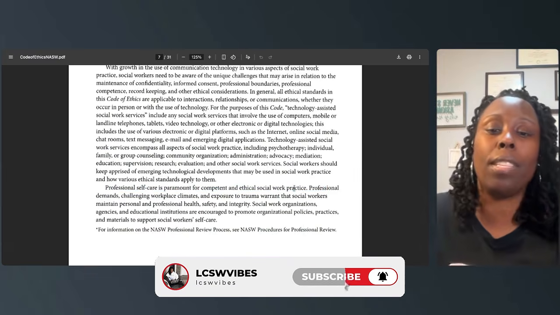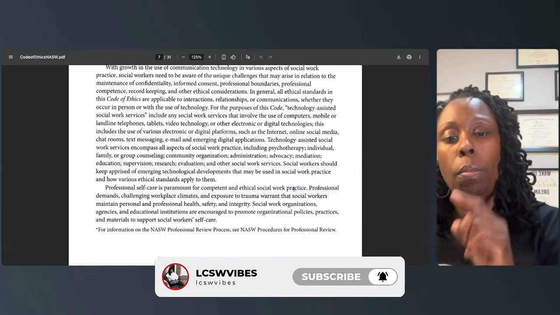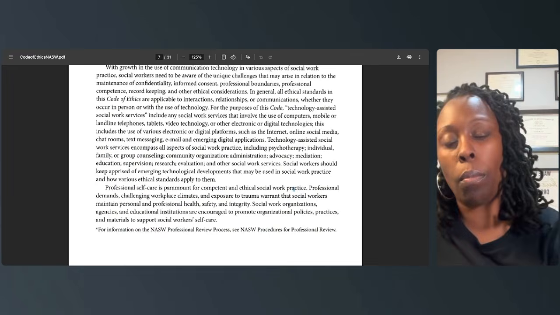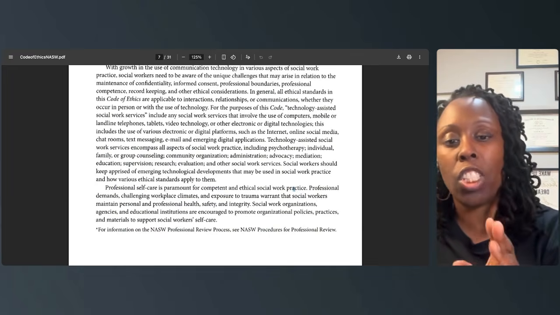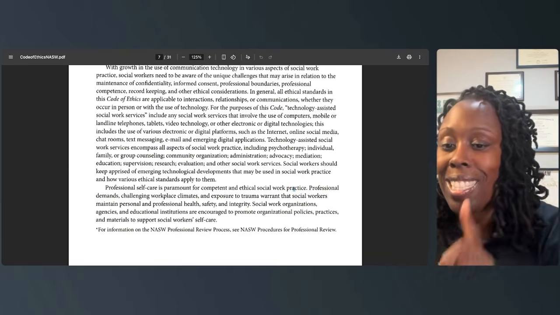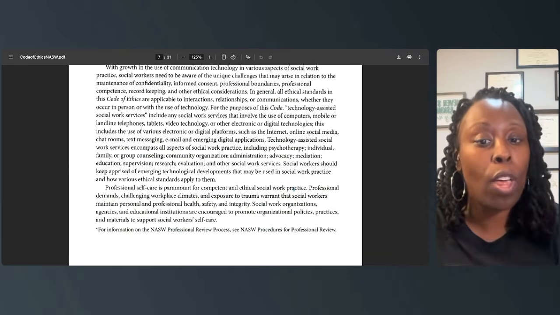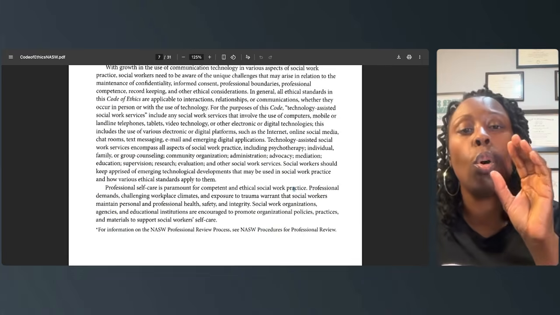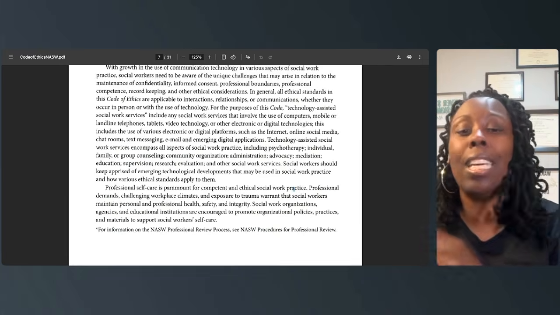If you don't have self-care, then it's hard for you to be competent and provide ethical work practice. Professional demands, challenging workplace climates, and exposure to trauma warrant that social workers maintain personal and professional health, safety, and integrity. So integrity is doing the right thing even when nobody's looking.